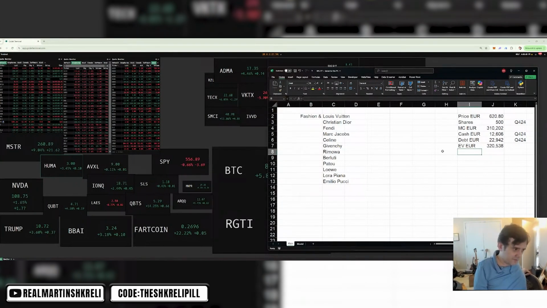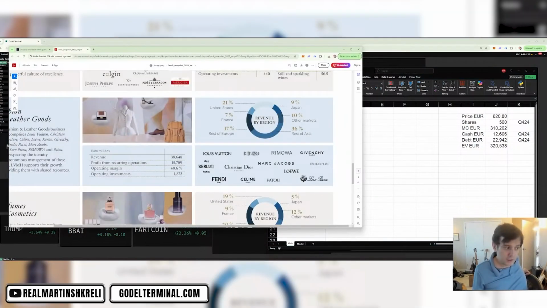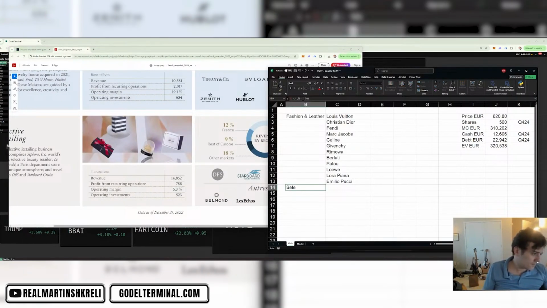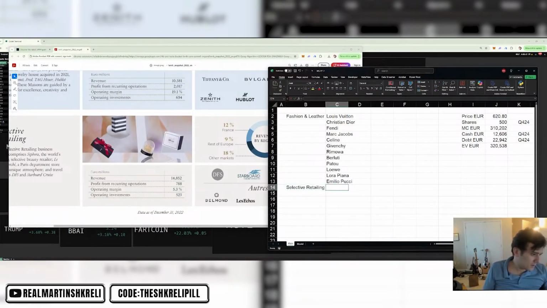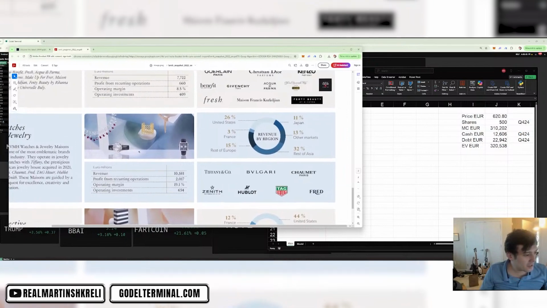Okay, so that was fashion and leather as of that date. But I kind of want to see what it looks like before that. Now, selective retailing is Sephora, Cheval Blanc. Isn't that the pen? Okay, there's watches and jewelry. Oh, they have TAG Heuer too.